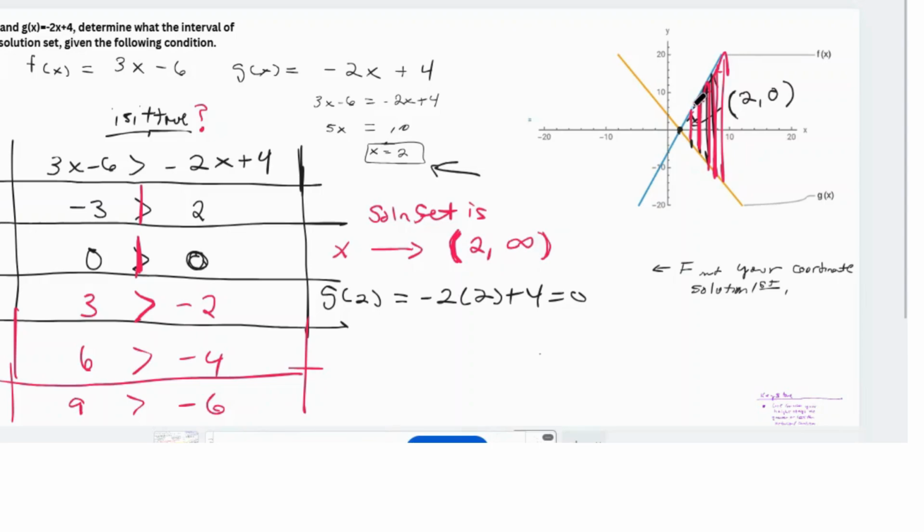Those numbers, this would have been 6, right? That would have been 6. This would have been -4, right? This would have been 9. This would have been -6, right? And so on. This would have been 3. This would have been -2. So that height's greater than that height. That height's greater than that height. That height's greater than that height.